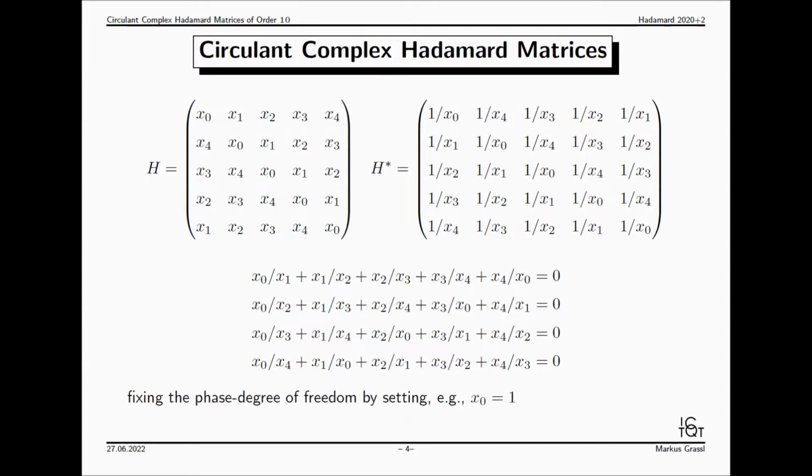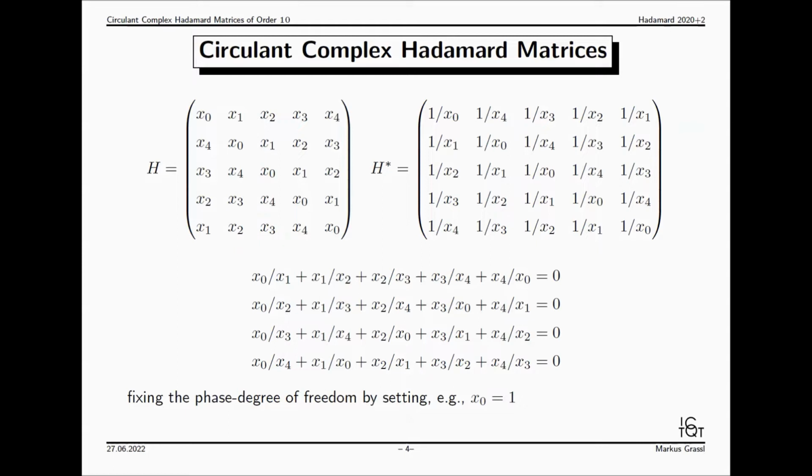And then when we write down the conditions that the two matrices multiplied give n times identity, we will see if we multiply the first row here with the first column there, we already get 5. So 5 times identity is on the diagonal. And the only conditions we have are for the off-diagonal terms, that the vectors are mutually orthogonal, and that gives us these conditions that we have some ratios of variables summed up to being 0.